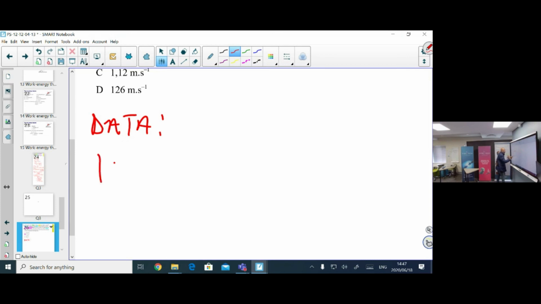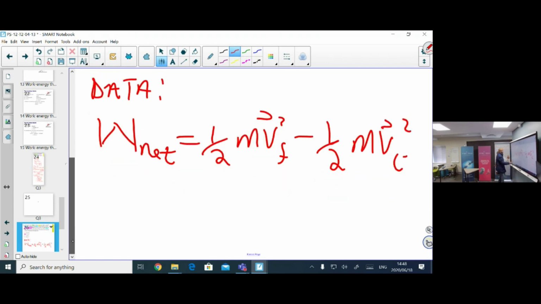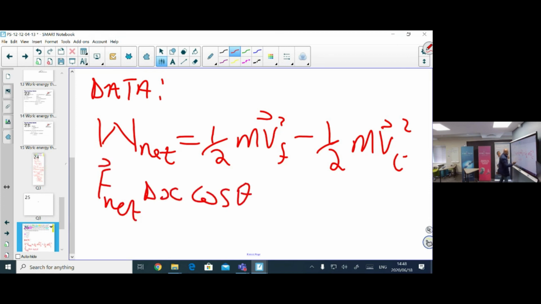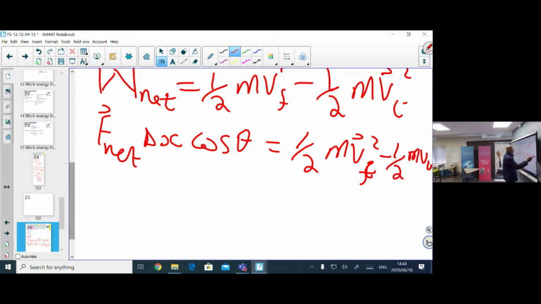After your data, you have to come to the equation of this work energy theorem. W net is equal to half m v final squared, don't forget, minus half m v initial squared. If you look at that, we are looking for what? For final velocity. Let me make this the subject of the formula. Let me substitute this one. We have F net, change in x, cos theta, which is equal to half m v final squared minus half m v initial squared.